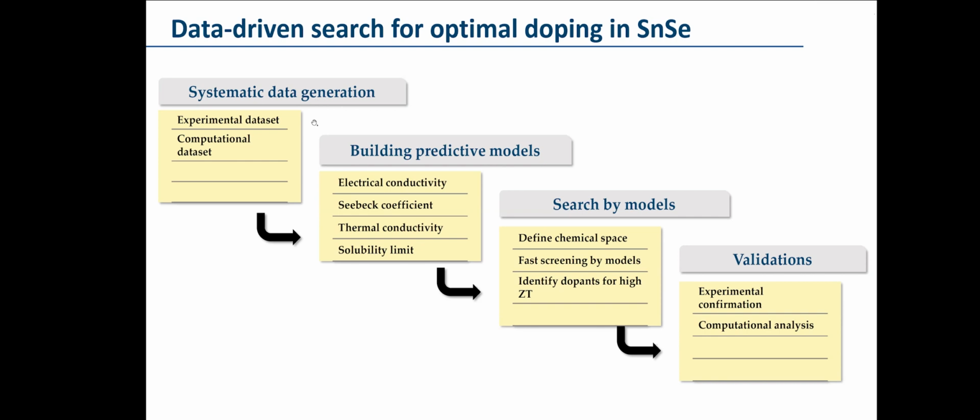First, we started from systematic data generation and collection. Using the collected data, we build machine learning predictive models. With the machine learning models, we screen the chemical space, so then we can identify the dopant for high ZT materials. After the identification, we have to validate our ML prediction with experimental synthesis and computational analysis.